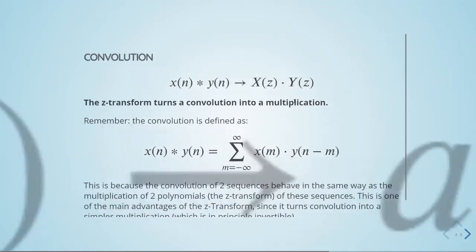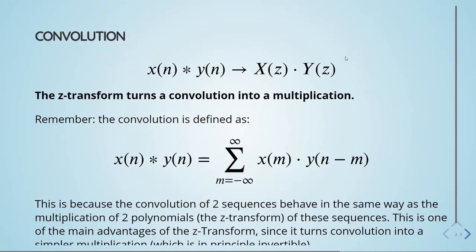And of course the convolution is one of the most important mathematical tools in signal processing, and the zTransform turns a convolution into a multiplication. So a convolution of sequences in the time domain becomes a multiplication of polynomials in the z domain.